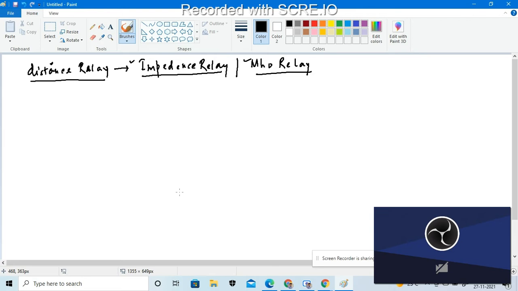That means the directional impedance relay results in the characteristics of the impedance relay or the mho relay in both cases. In both faulty conditions, we use them depending on the value of the impedance, that means the apparent impedance, and in which quadrant it lies. First I have to draw the figure to understand this.